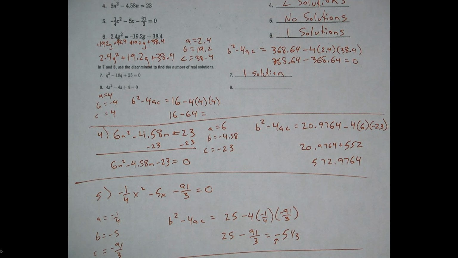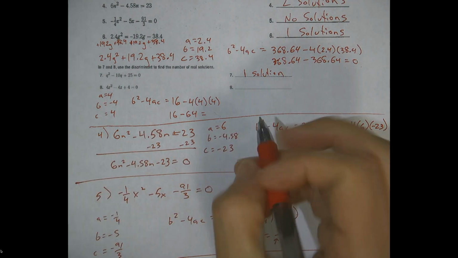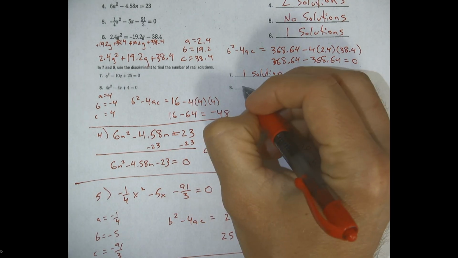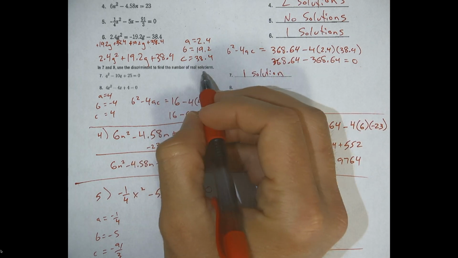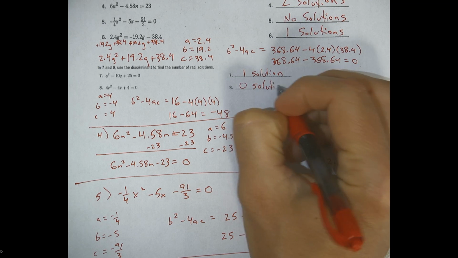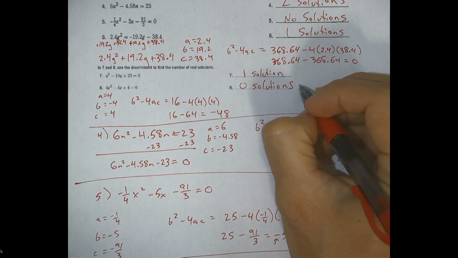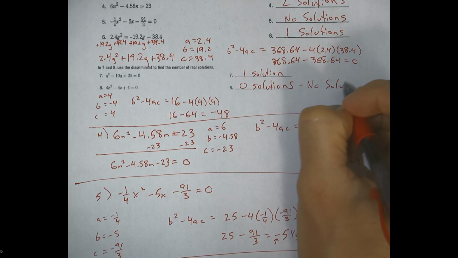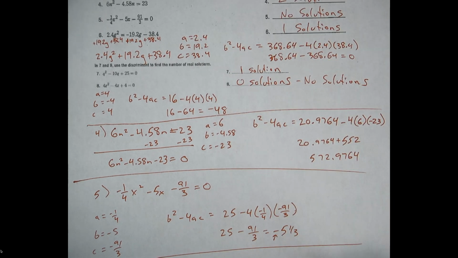But to show our work, 16 minus 64 is negative 48. And so the total number of solutions here is 0 solutions. So if you saw that on the answer key, that's what the 0 represents. If you write no solutions, obviously you are saying the same thing. So either one of those is fine.